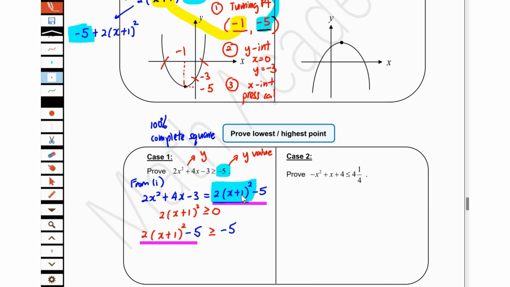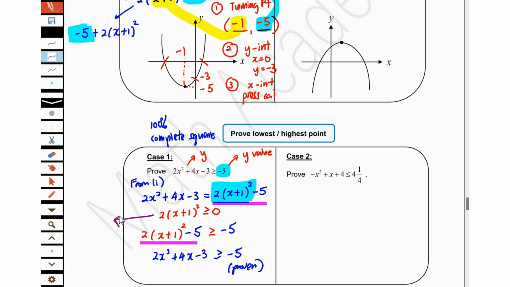From here, you shall make this whole thing appear. By adding negative 5, you make this whole thing appear, and this whole thing is the same as the question, which means that you have proven that the quadratic curve is more than or equal to negative 5. Proven.